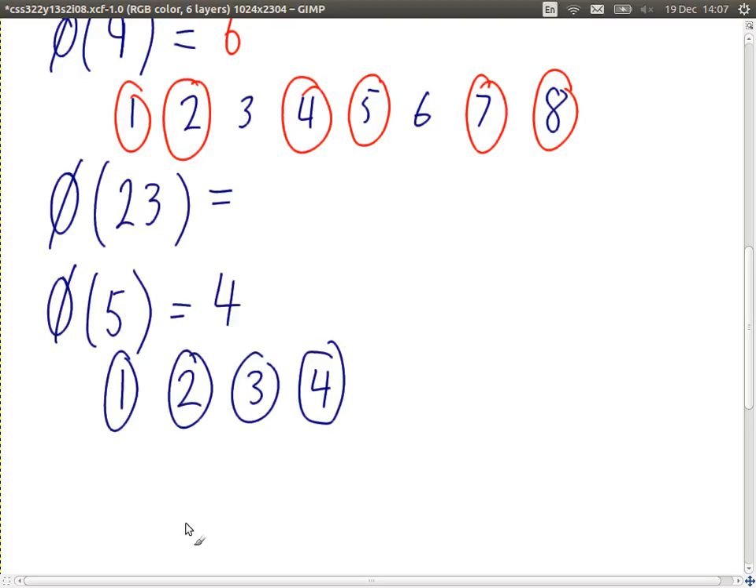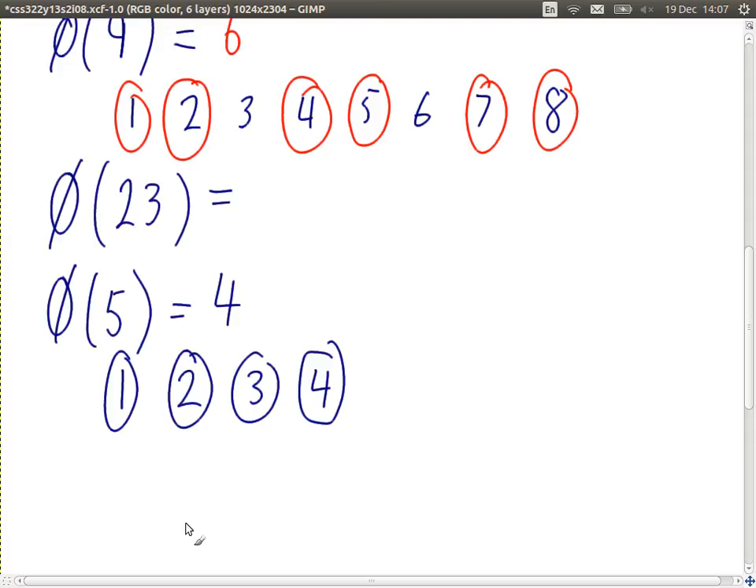What's the shortcut? 5 is a prime number. By definition, all numbers less than 5 will be relatively prime with 5, because 5 being a prime number, its factors are 1 and 5. So any number less than 5 has a greatest common divisor with 5 of 1 only. So the Euler's totient of a prime number is that prime number minus 1. There are 4 numbers less than 5 relatively prime with 5.